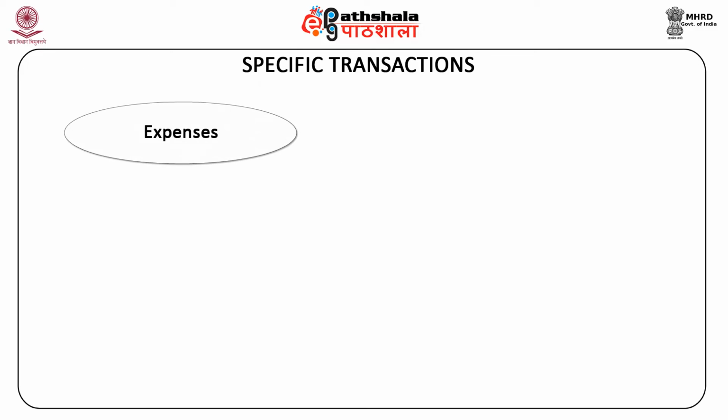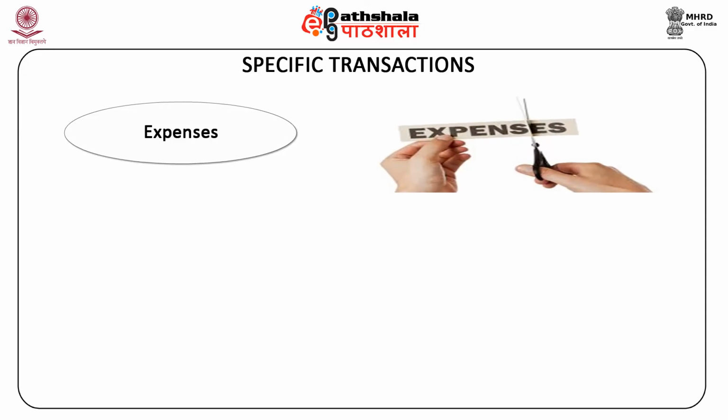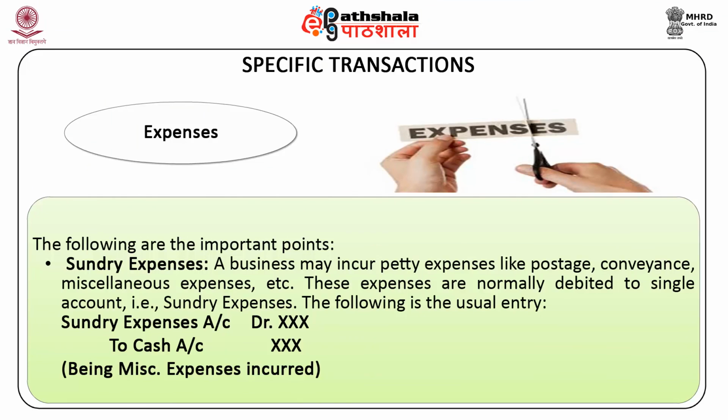The last kind of special transaction is expenses. The following are the important points. Sundry expenses. A business may incur petty expenses like postage, conveyance, miscellaneous expenses, etc. These expenses are normally debited to a single account, that is, sundry expenses. The following is the usual entry. Sundry expenses account debited to the credit of cash account, being miscellaneous expenses incurred.